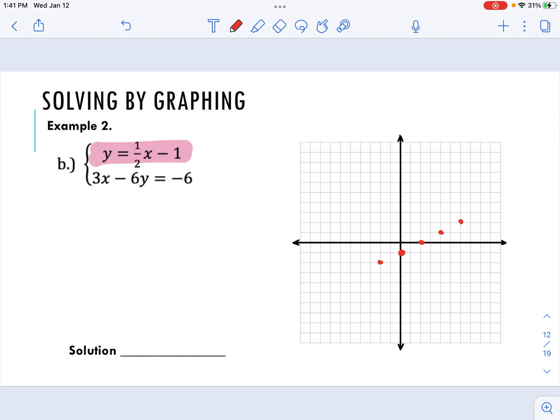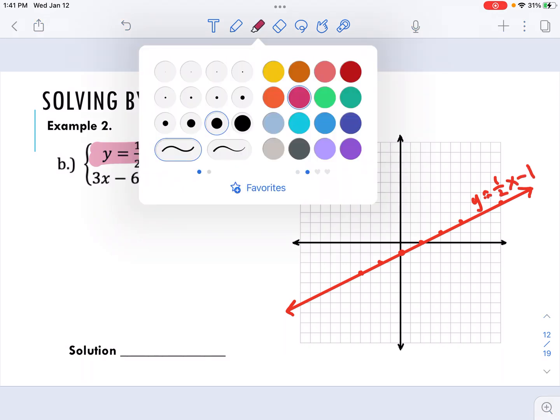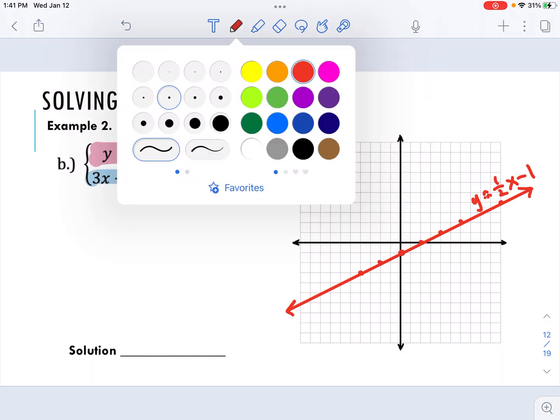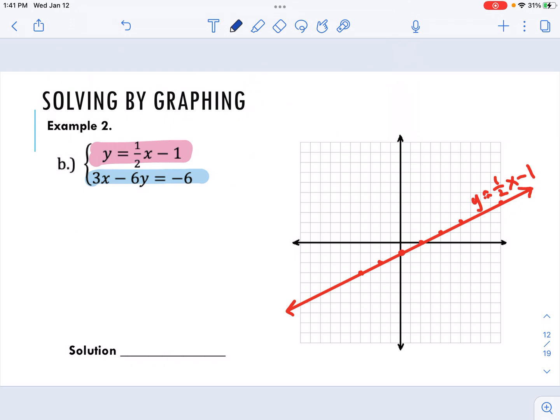Now keep in mind, we don't need to plot this many points, but for me, I know that it's a little bit more difficult to do it on the computer, but here we go. All right, so I'm going to label this line as y equals 1/2 x minus 1. The next line that we're going to do, I'm going to plot in blue. Once again, utilizing different colors if we're able to. If not, that's all right.